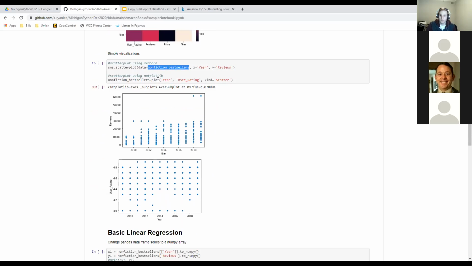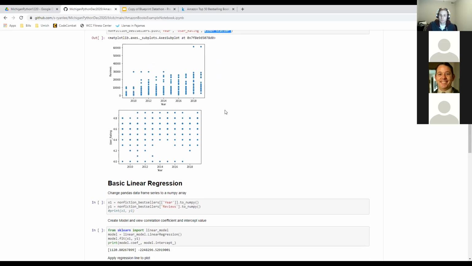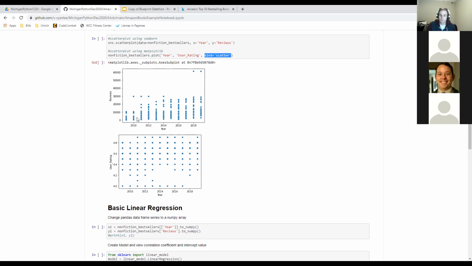With matplotlib, it's a little bit backwards. You use the method on your data, and then you identify your two X and Y variables, and then what kind of plot you want, which is in this case scatter. So from here, we can see a slight trend that the data shows.